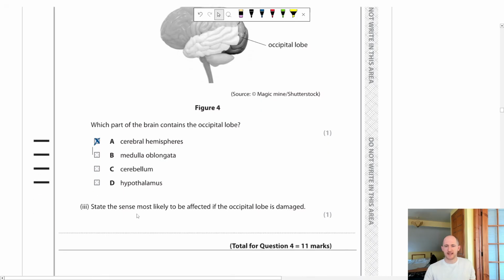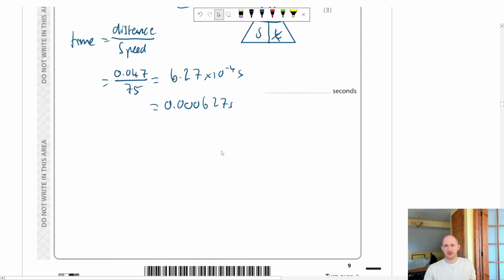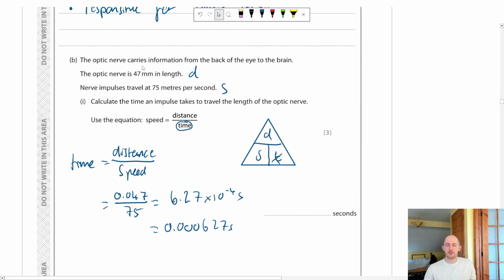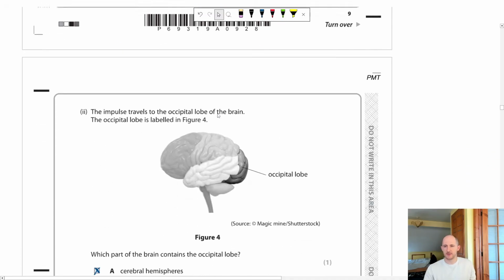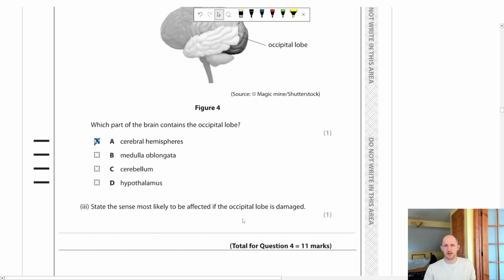Anyways, state the sense most likely to be affected if the occipital lobe is damaged. This is a pretty interesting question because if you're logical, you can work this out. It tells you that the optical nerve, so your eye, will send these impulses to the occipital lobe of the brain. So what sense is affected if the occipital lobe is damaged? Vision? Kind of obvious, right? But you know what? Take it as it comes.